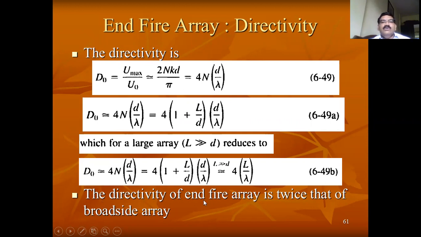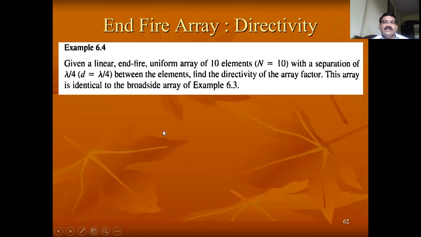So the directivity of the end fire array is twice that of the broadside array. There it was 2, now here it is 4. So that we can see, and a similar example is given. We will solve this particular example and then we'll stop.